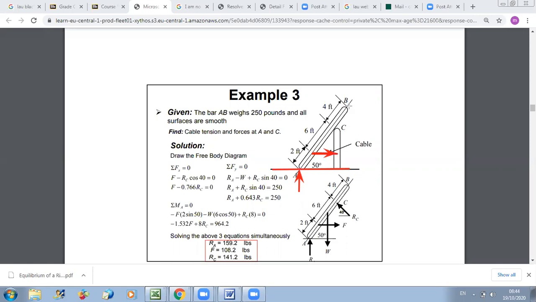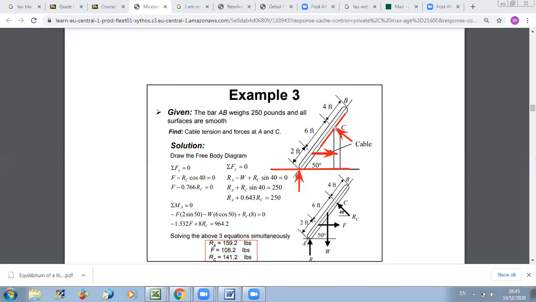I still have a support at C. Now, since it's a smooth surface, we said that we don't have friction, we only have force perpendicular to contact. What is the contact line here? This is a point, so the contact line will be along the direction of AB. This is the contact line. So how will my force at C be? It will be perpendicular to the contact line. It will be like this.